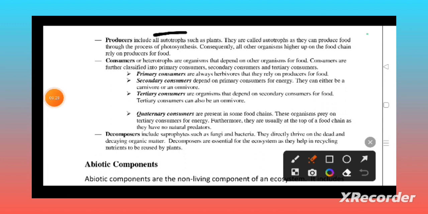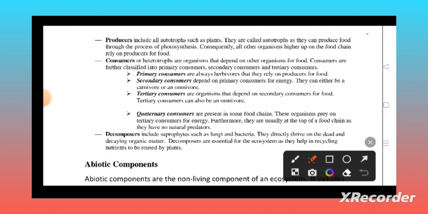Producers are the green autotrophic plants which form food using sunlight. They make their own food and are not dependent on anyone. These are the primary producers which provide energy to the further trophic levels. Consumers are divided into primary, secondary, tertiary and quaternary consumers. Primary consumers are the organisms which feed on the producers, the green plants, which provide the energy for further consumers.